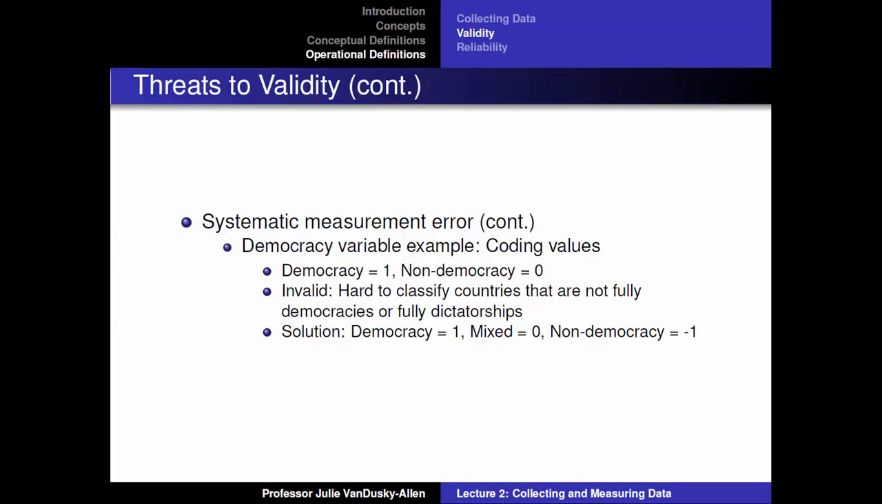In order to overcome this problem, we should probably go back to our operational definition and refine it. We could add another category to the definition. Democracies could be coded as a 1, mixed systems could be coded as 0, and non-democracies could be coded as -1.